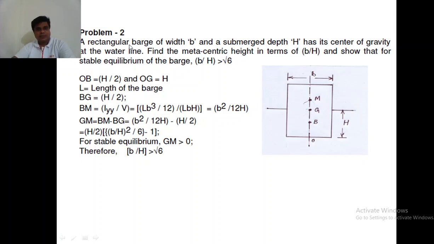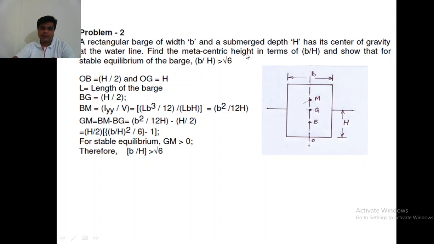So a rectangular barge is there of width B. You can assume it as a small ship which has a particular depth in the water. This is the width of the barge, and the height of the barge which is in the water is h, and the center of gravity is at the water line. So the center of gravity will be on the surface, at the interface.